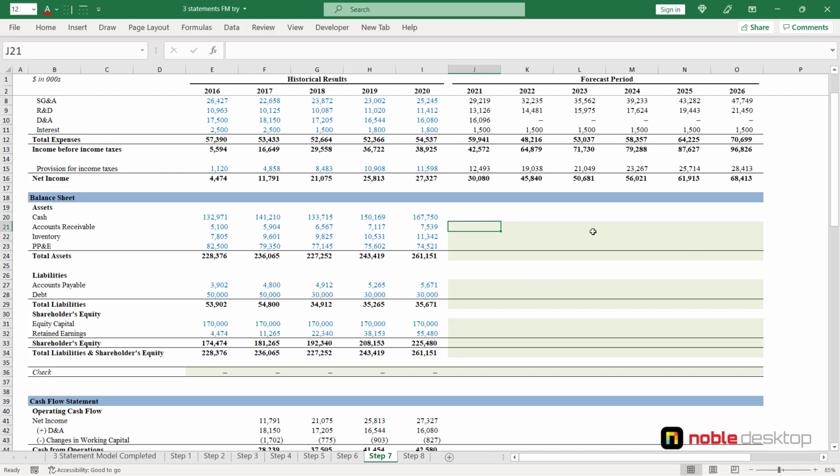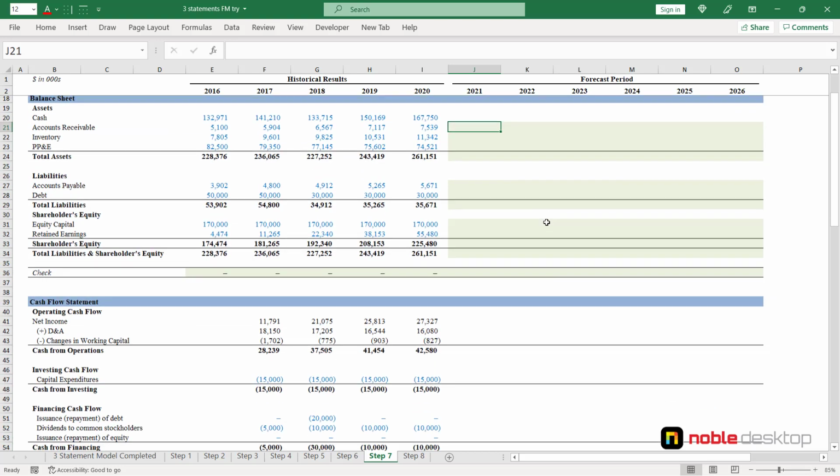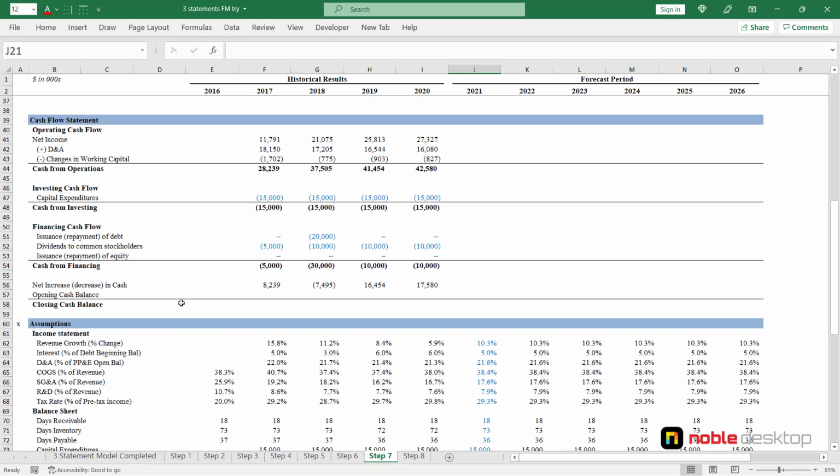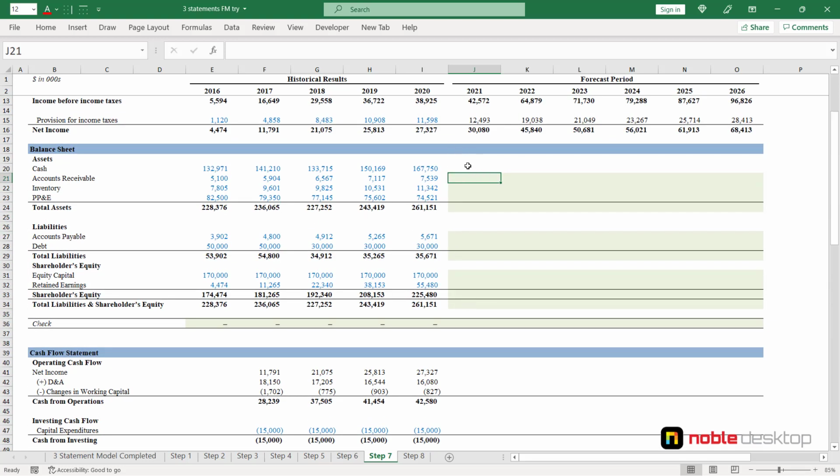When filling up balance sheet forecasted years, we will leave cash blank for now. After we complete the cash flow statement and calculate the closing cash balance, we will link this closing cash balance back to the balance sheet, and then our balance sheet will be balanced right here. But for now, we will leave it blank and come back to it in the very final step when building the three-statement model. So let's go ahead and start with accounts receivables.